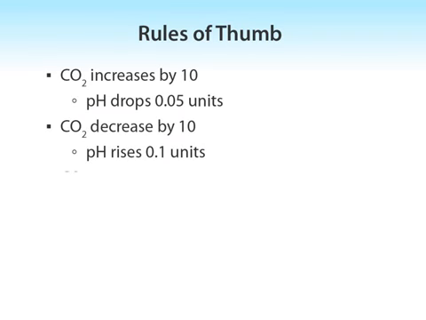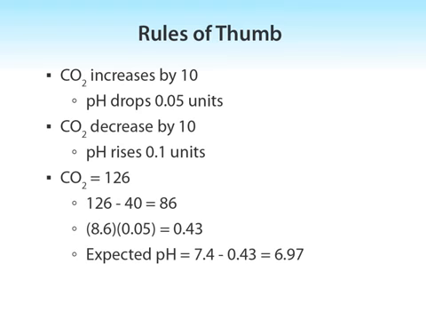Barash's clinical anesthesia uses rules of thumb to quickly estimate the respiratory contribution. The metabolic component is calculated based on this result. For every 10 millimeter rise in CO2, the pH drops by 0.05 units. For every 10 decrease in CO2, the pH rises by 0.1 units.